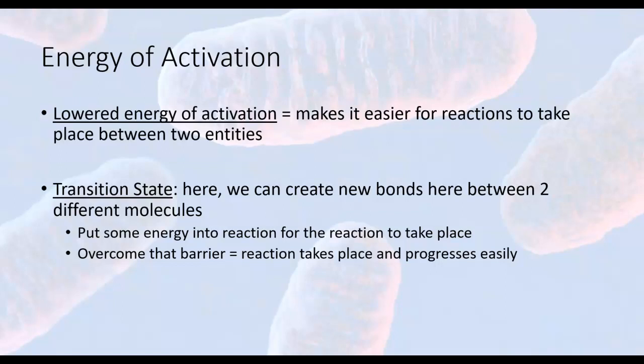Okay, so we'll go over this again. If we have something that's called lowered energy of activation, it makes it easier for reactions to take place between two entities, and enzymes can help do that. Okay, and what is the transition state? Here we create new bonds between two different molecules. We can put some energy in the front end of the reaction in order for that reaction to take place. So once we overcome that barrier, the reaction takes place and progresses much more easily.